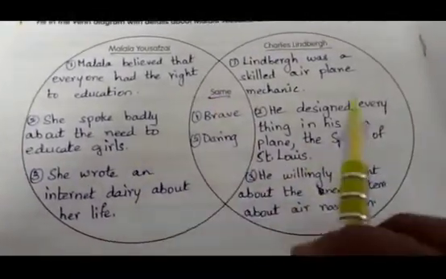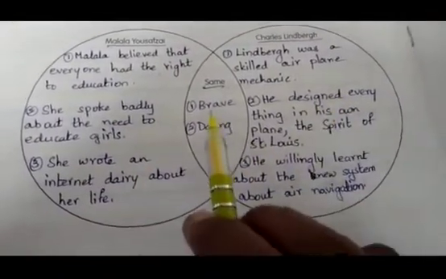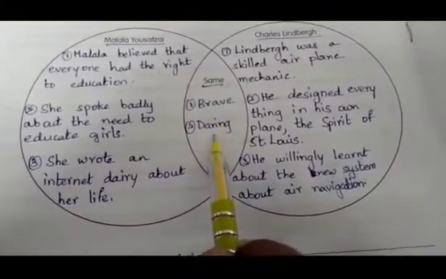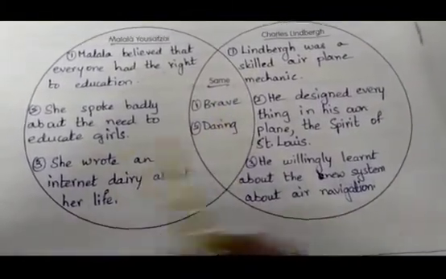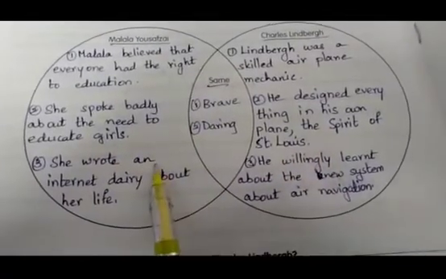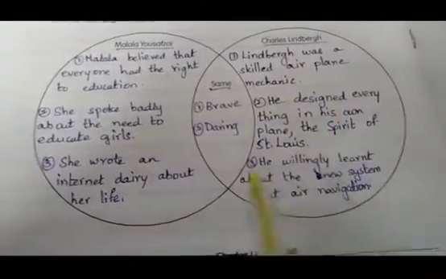And what are the similarities between these two characters? These two personalities? One is brave and the other is daring. These are the two similarities. These two things both the characters have in them, right? Both are brave and both are daring, right?